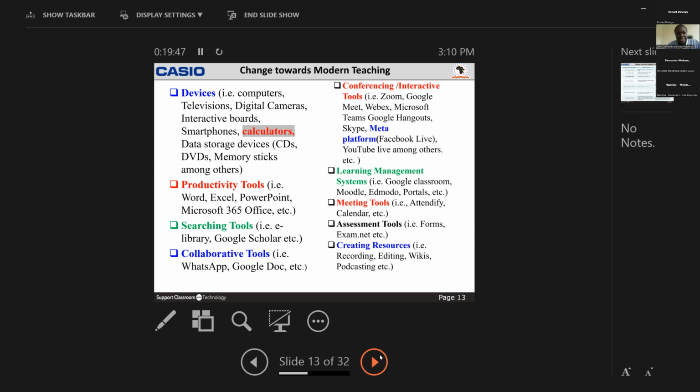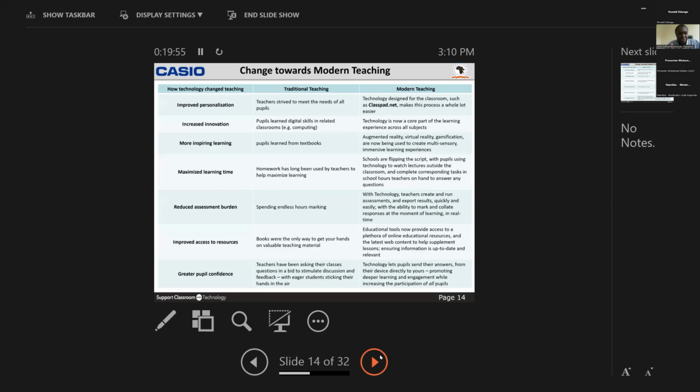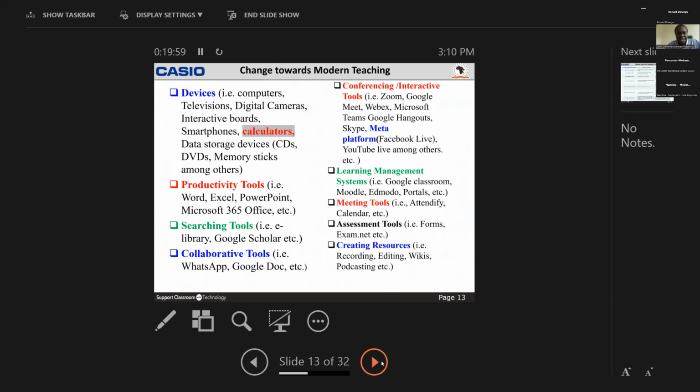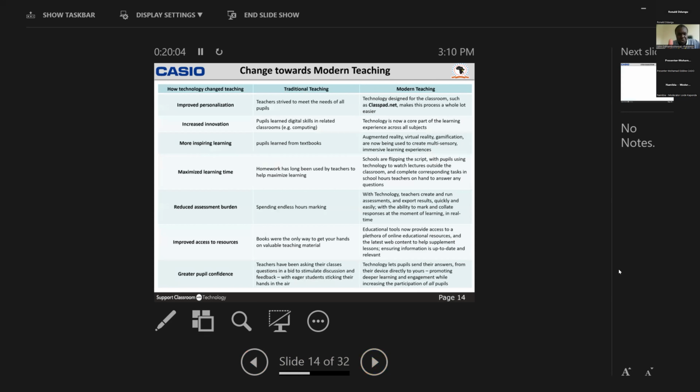We have meeting tools, we have assessment tools, and we also have creating resources, like this meeting is now being recorded. This one is a summary of the changes we can see in the modern teaching tools, which we'll send as we share this. We can see it when we share our slide. Move on kindly.